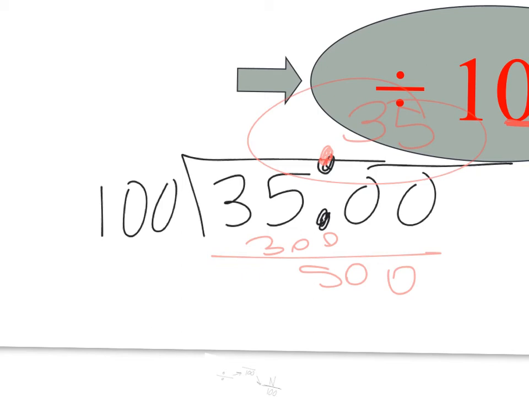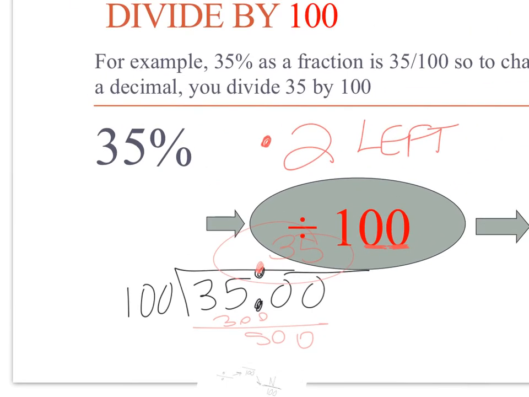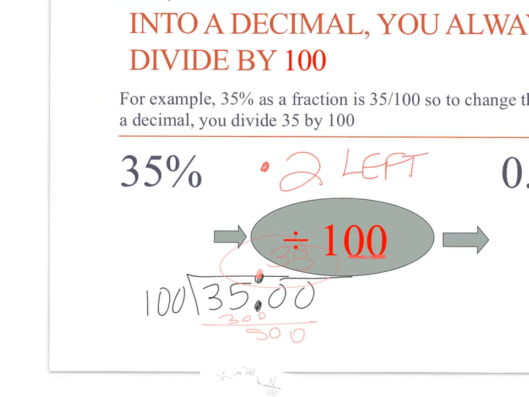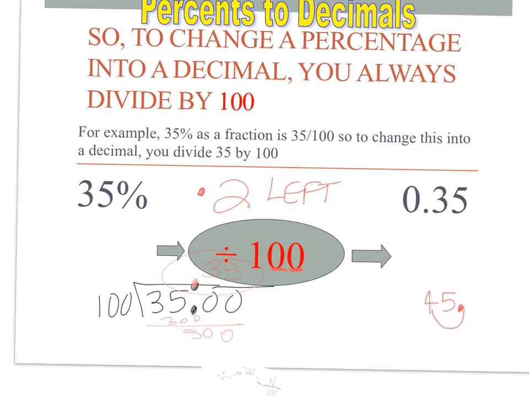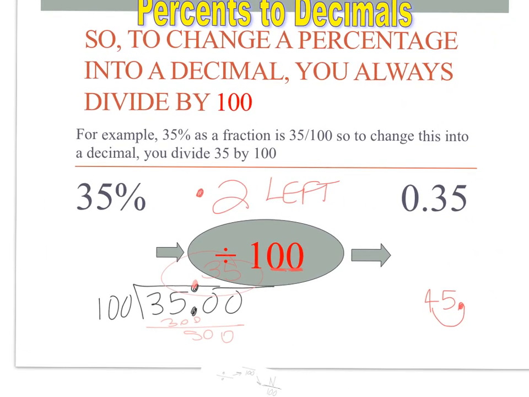I carried up my decimal point, and then I did my long division, and I ended up with 0.35. So instead of having to do this long division, just remember, if you know 35% is really the same thing as 35 per 100, and 35 over 100 is really a division problem, then you know you can just move the decimal 2 to the left.